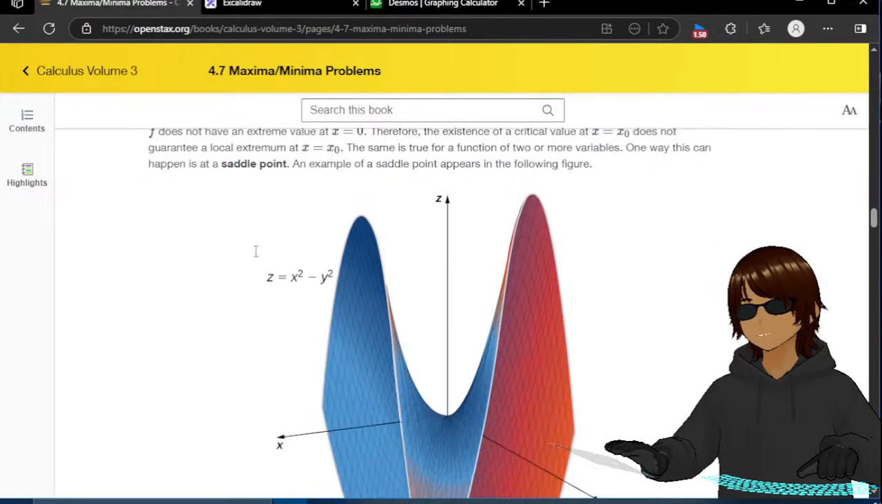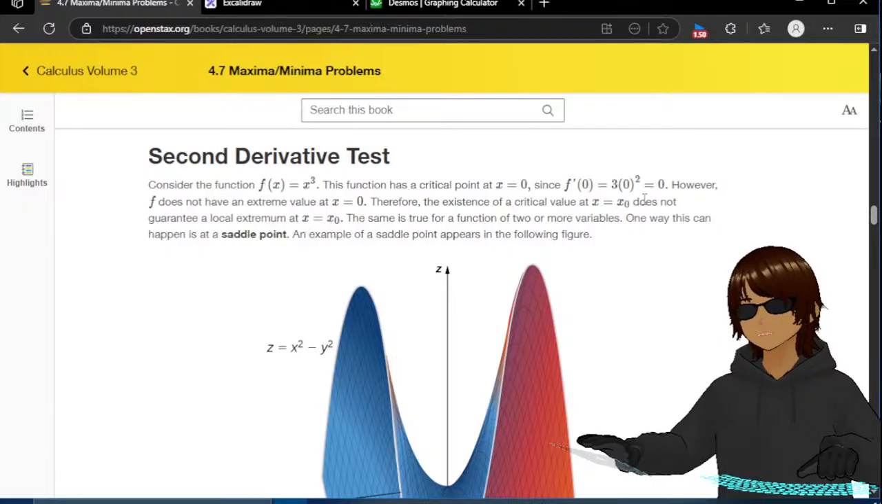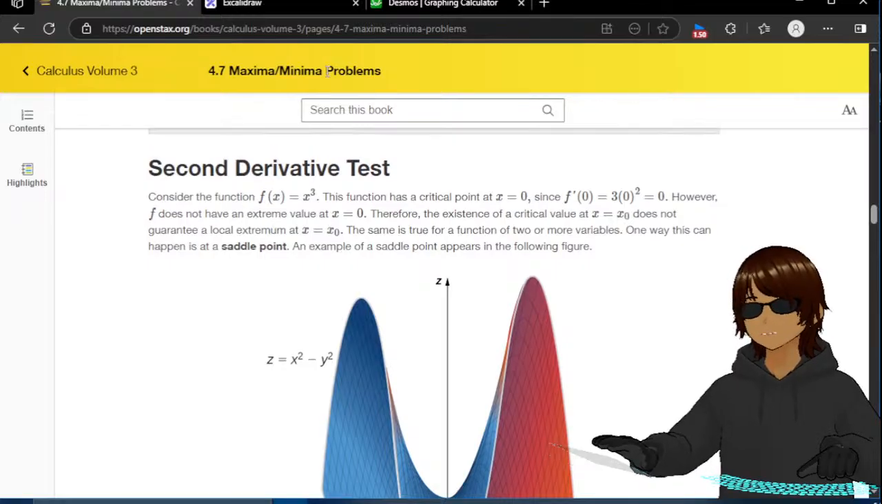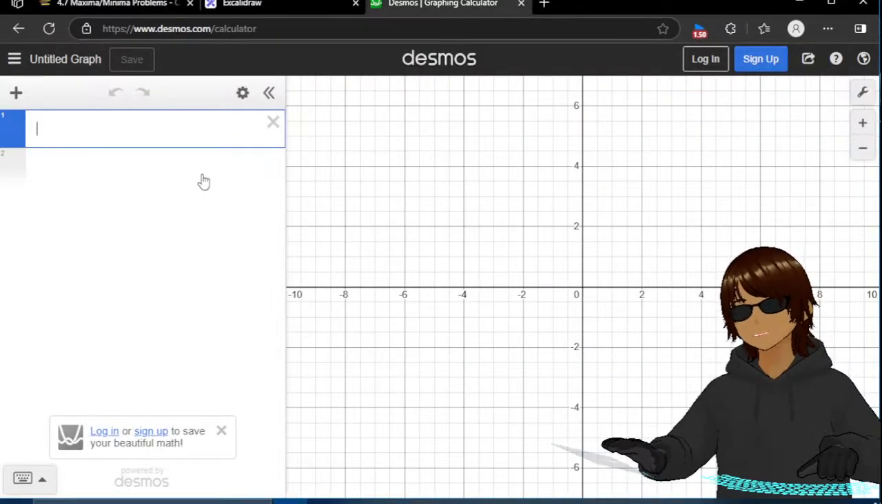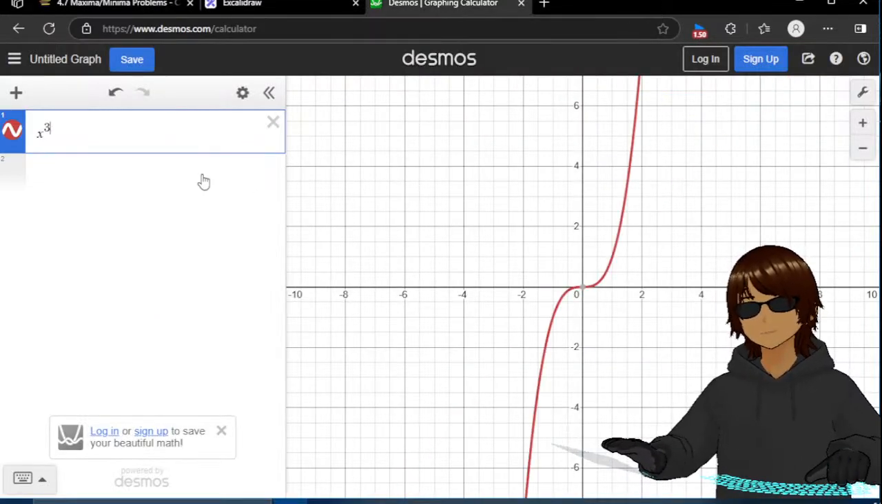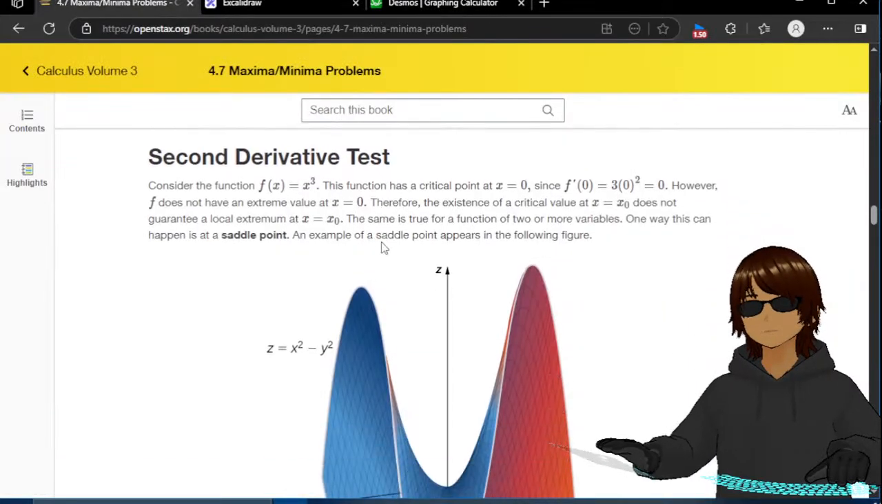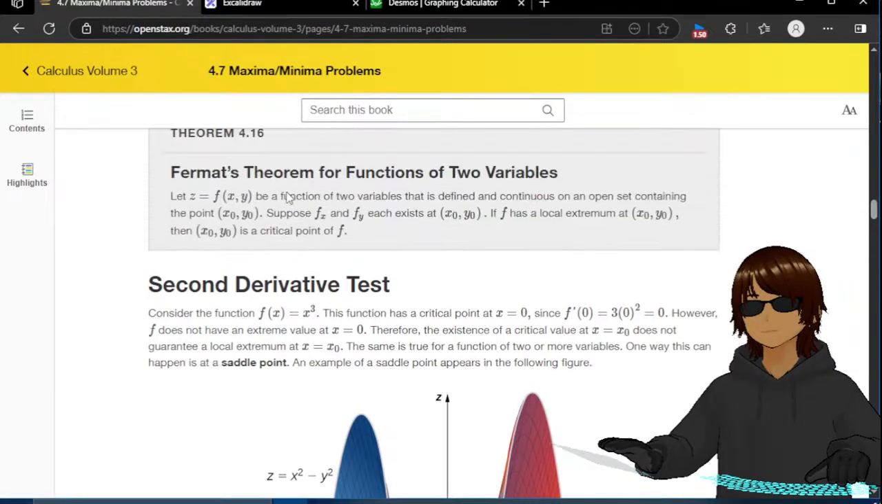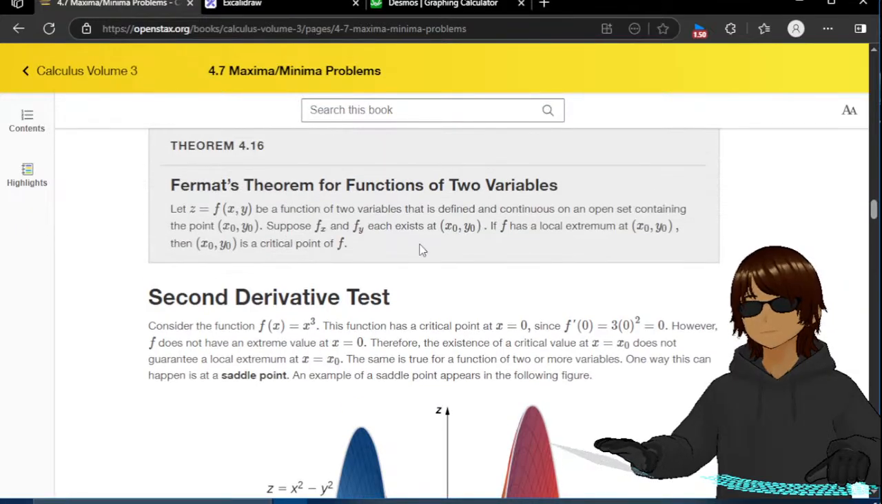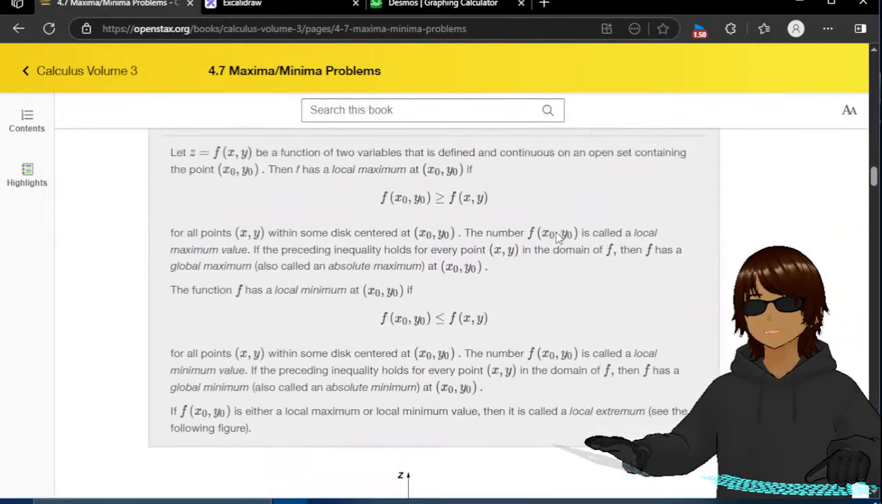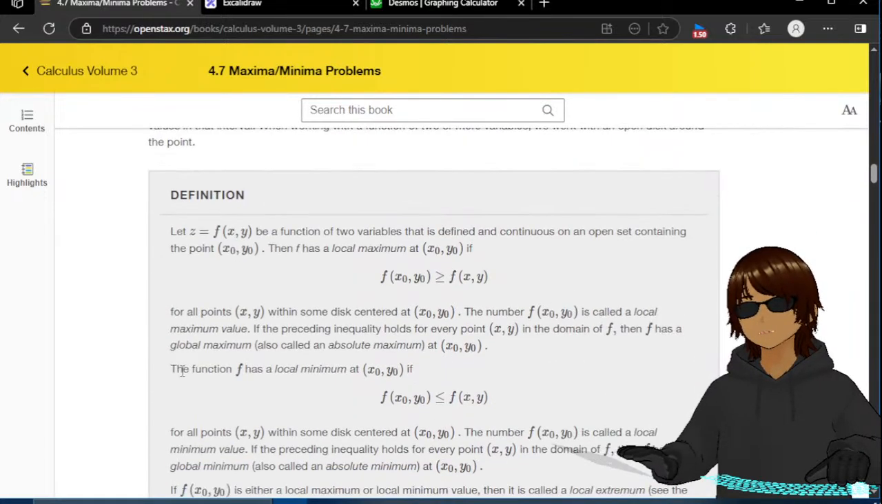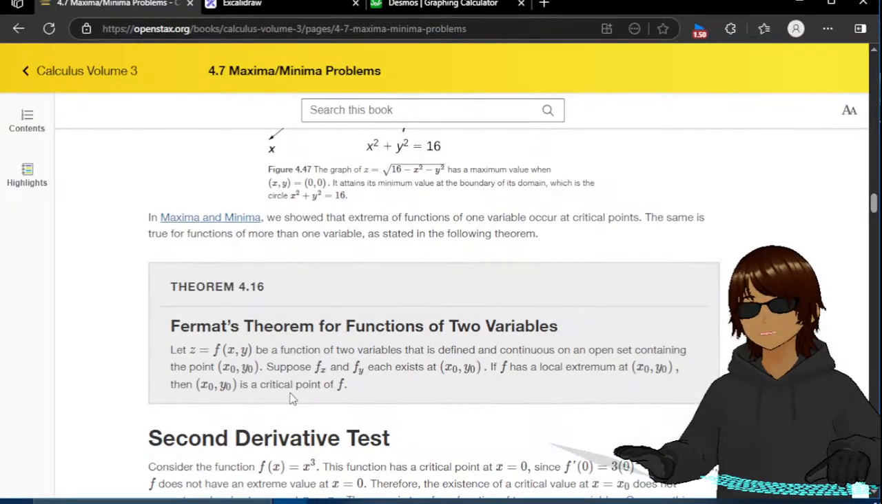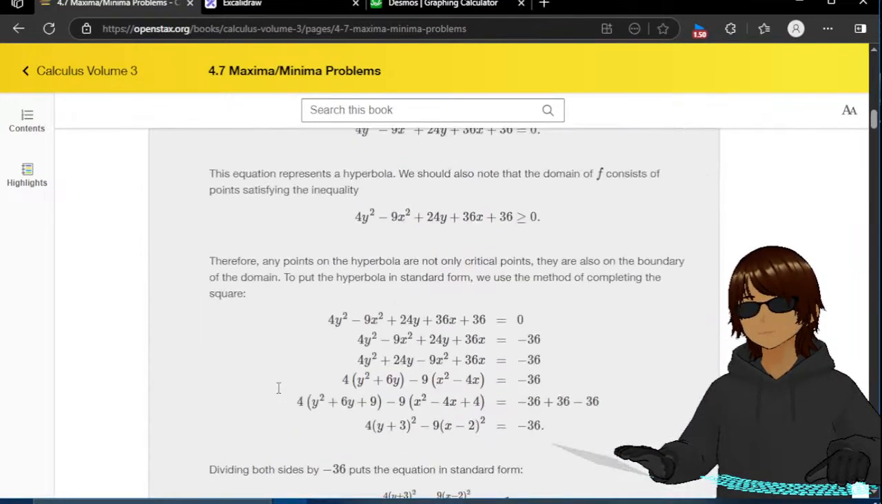Consider the function f of x is equal to x cubed. This function has a critical point at x is equal to 0. However, f does not have an extreme value at x is equal to 0. And an extremum is like a minimum or a maximum value, right? And then a critical point is where the derivative is 0.